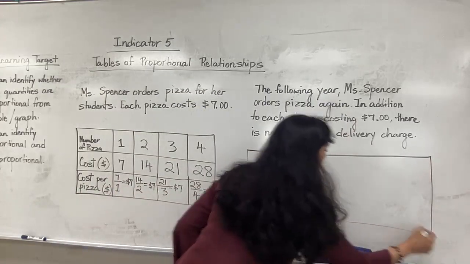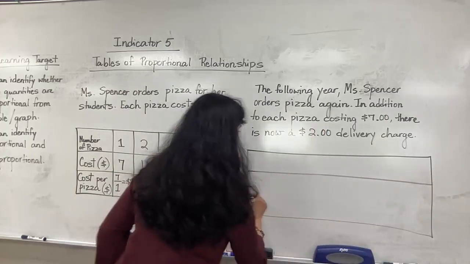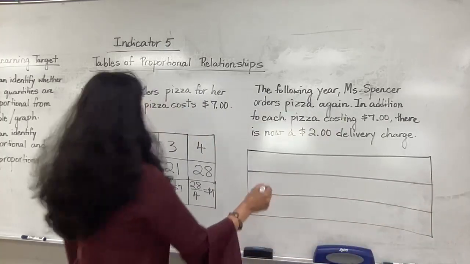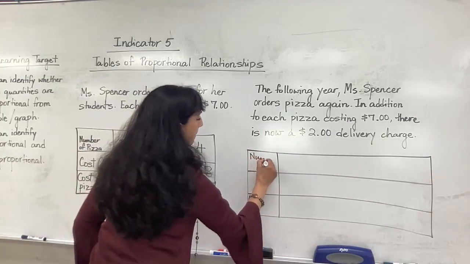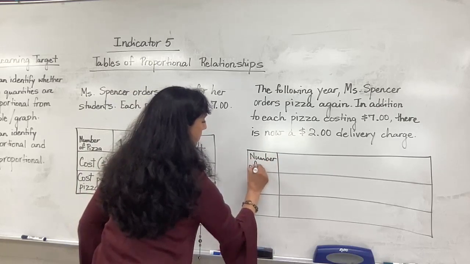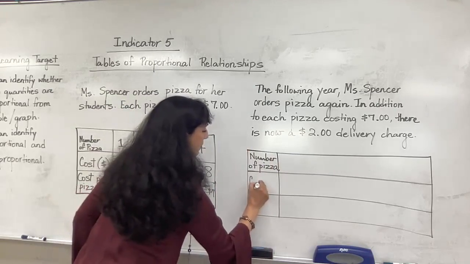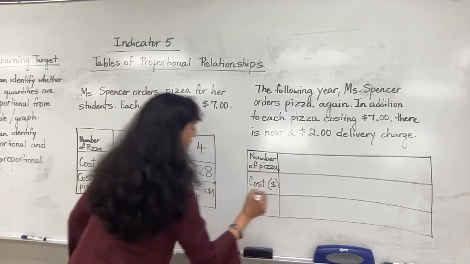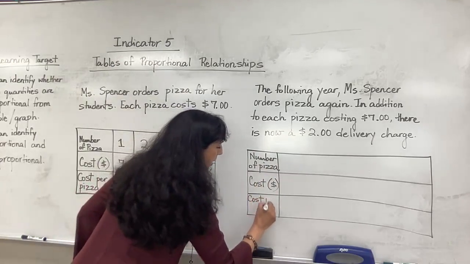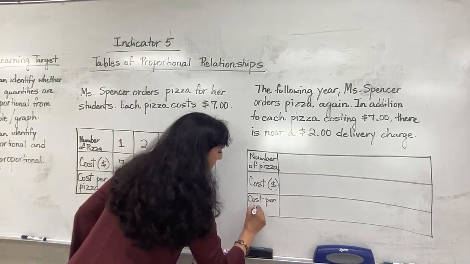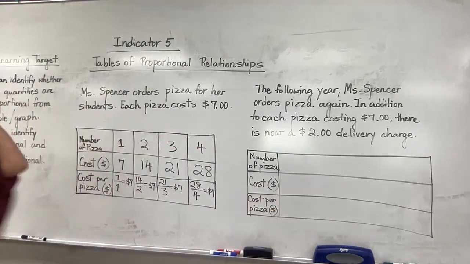And I'm going to add on the part for unit rate also on the same table. Okay, so we have the number of pizza, and we have the cost in dollars, and then we are going to find the unit cost or the cost per pizza in dollars.